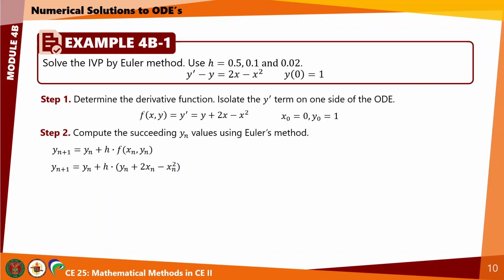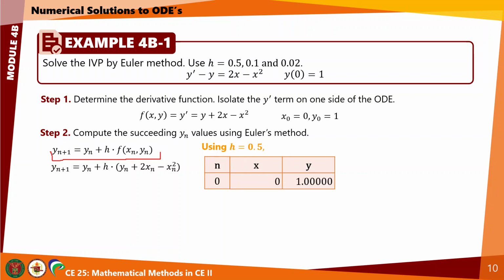Okay, again, ito yung pinaka-Euler method natin for getting the succeeding y values. So, next y value is your initial y value plus h times the function derivative value at the initial or the previous point. Okay? So, ito siya. Using h equals 0.5, we start with the first iteration. Initial point is 0, 1. Okay, we substitute. Okay, di ba ito?